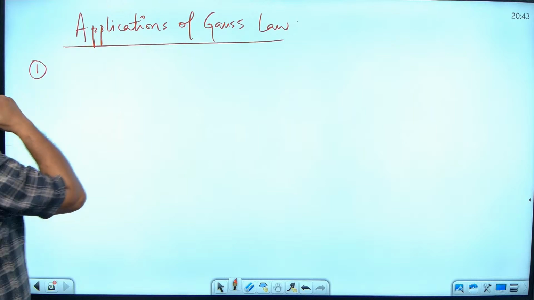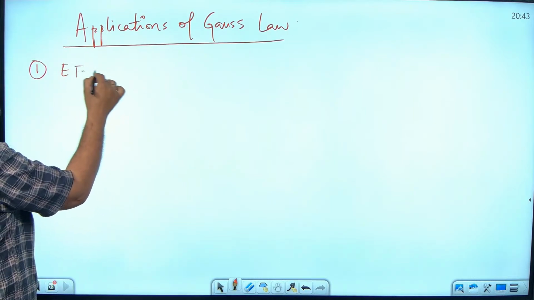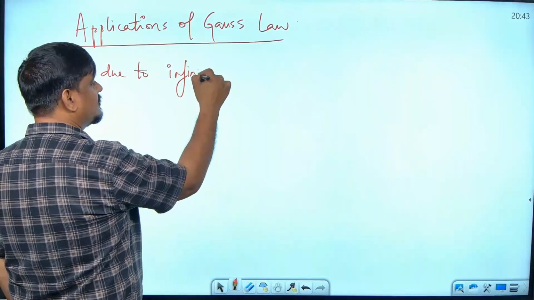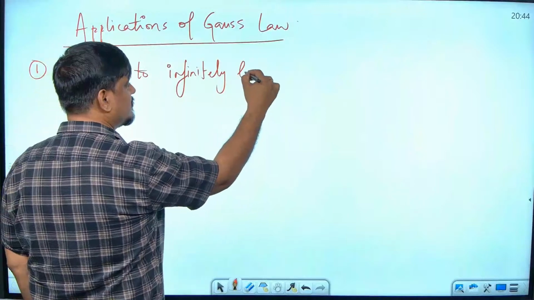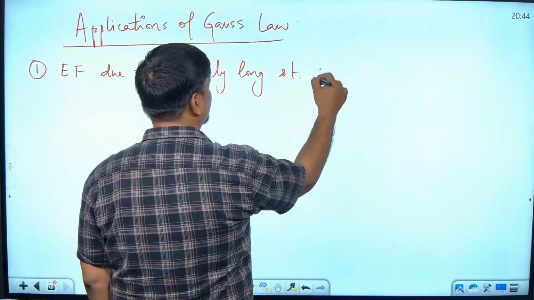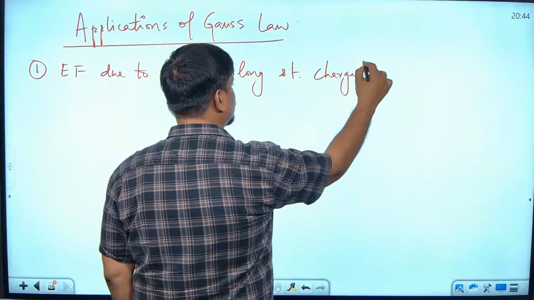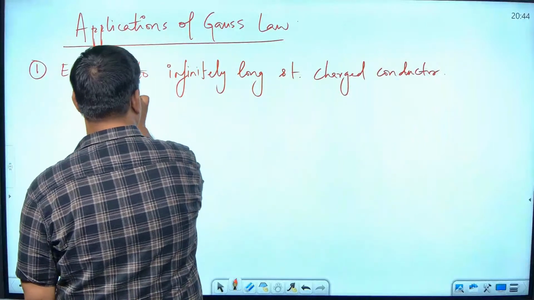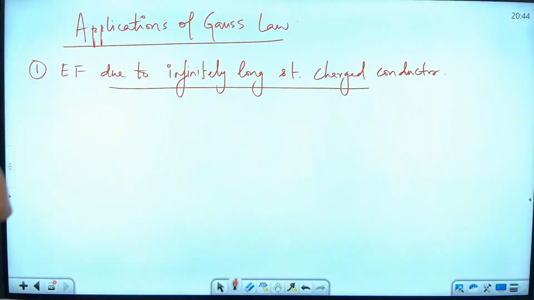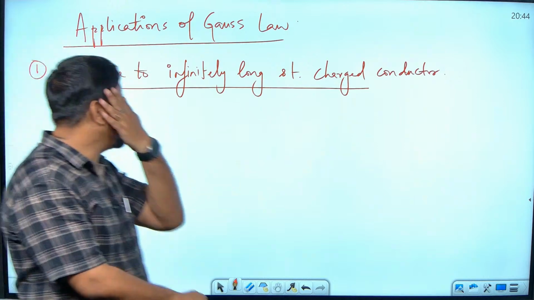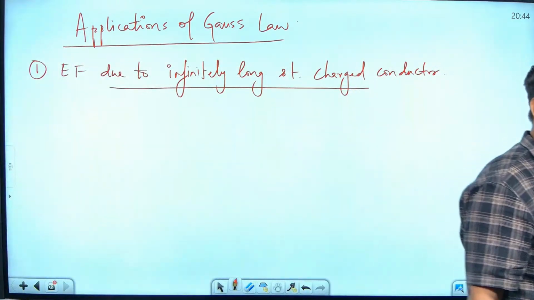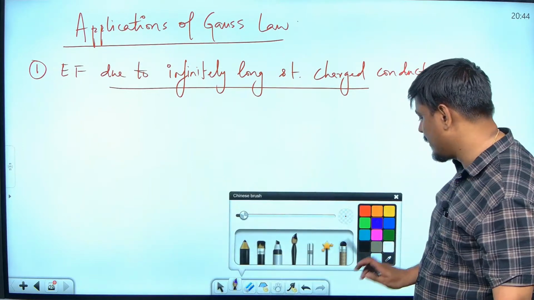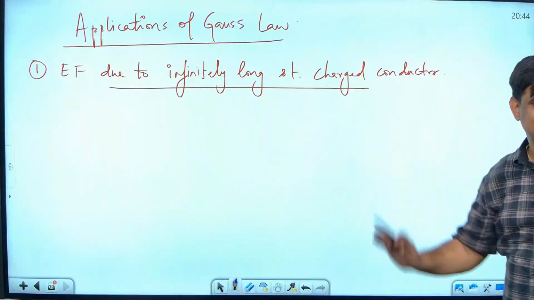Write the heading as first application is electric field due to infinitely long straight charged conductor or wire, whatever. This is the heading. Electric field due to infinitely long straight charged conductor. When I use the word infinitely, it means very, very long. Don't imagine infinite means going to space, not like that, very long.